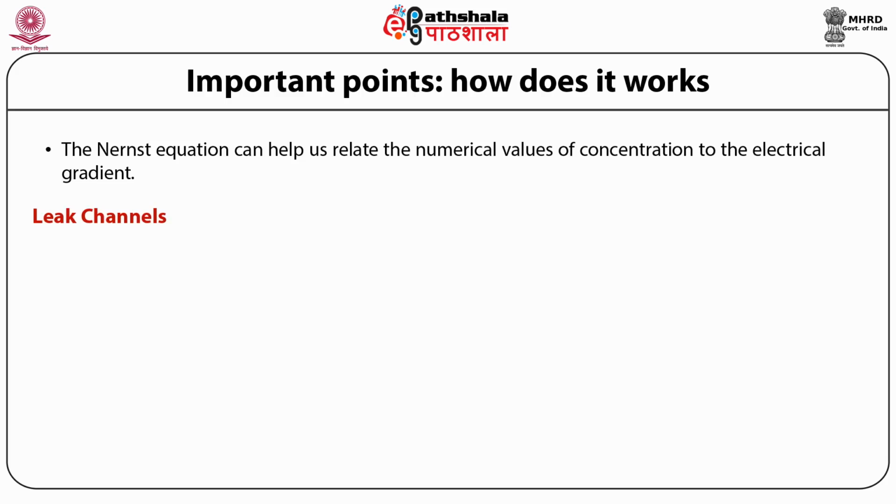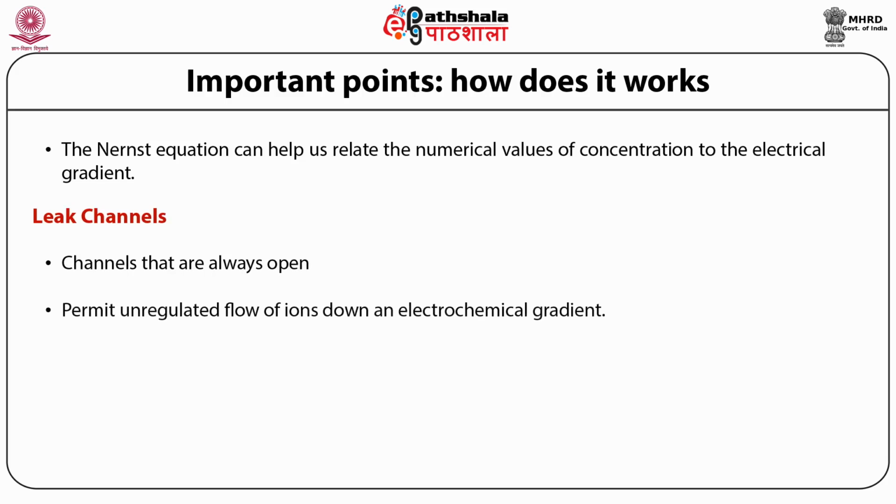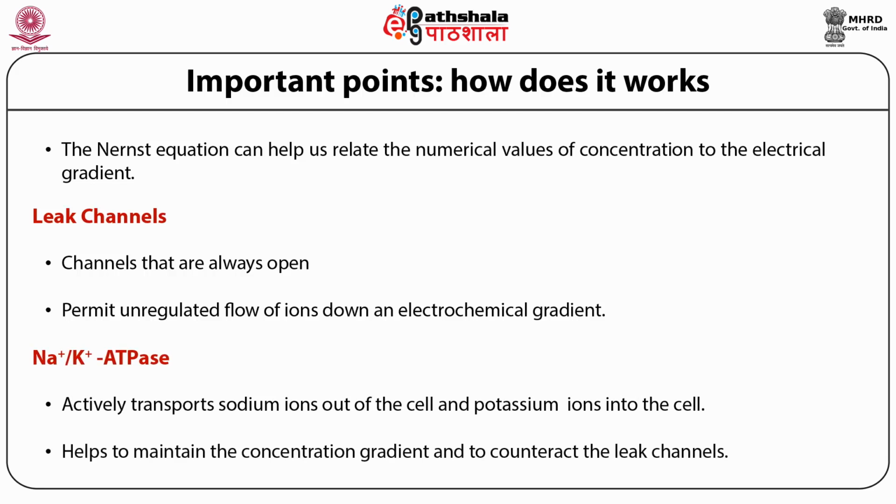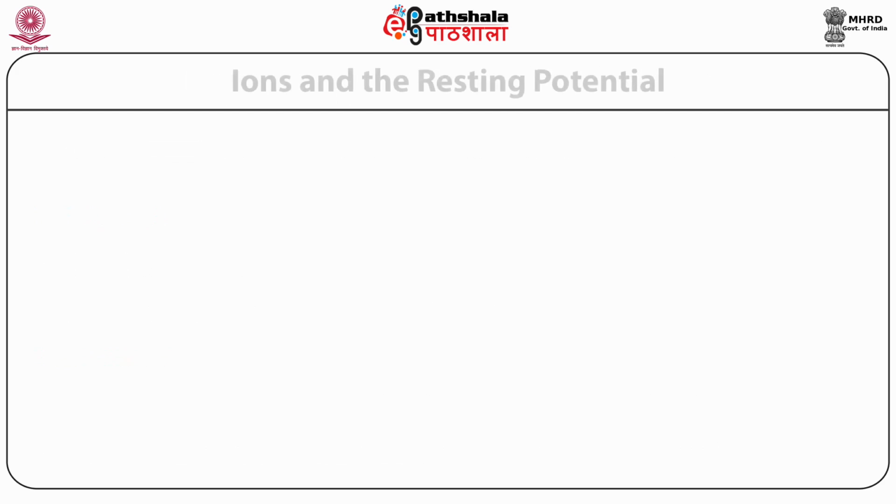There are leak channels in the membrane. These channels are always open. They permit unregulated flow of ions down an electrochemical gradient. Sodium-potassium ATPase actively transports sodium ions out of the cell and potassium ions into the cell. It helps to maintain the concentration gradient and to counter the leak channels.